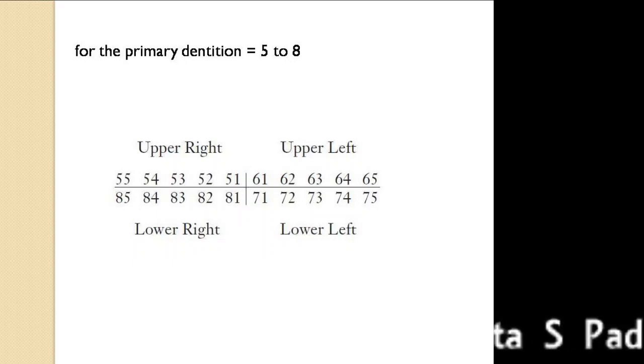So when I'm writing in FDI, the maxillary right side primary tooth, it will be 5 1, 5 2, 5 3, 5 4, 5 5. When maxillary left side primary, I'm going to write 6 1, 6 2, 6 3, 6 4, 6 5. So here again from central to second molar.